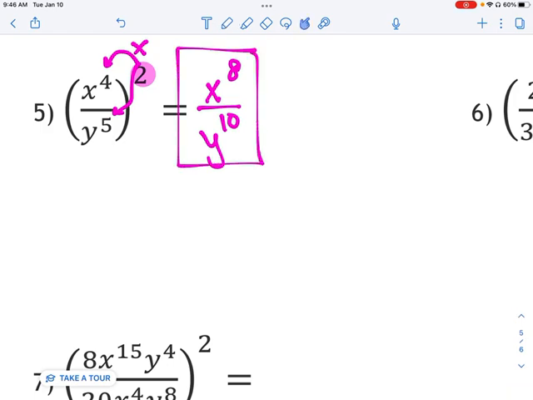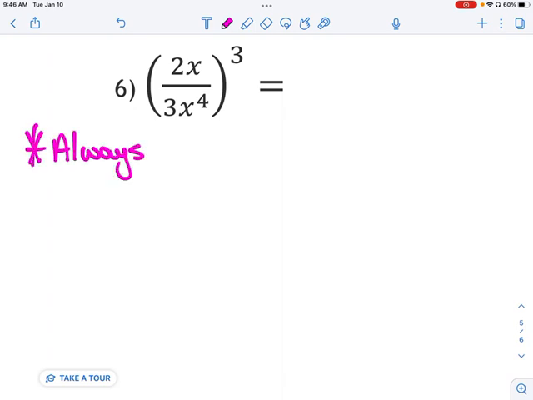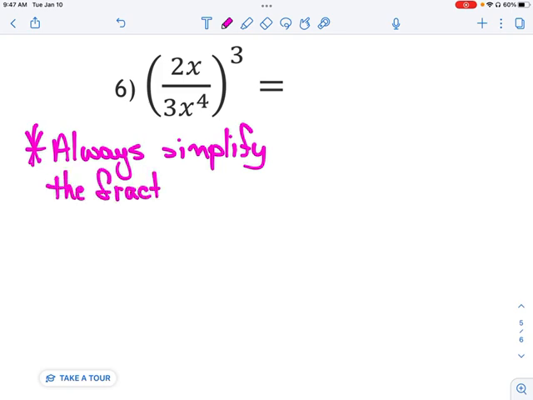Now, when we look at number 6, there is something we should do first. So here's a little note. Always simplify the fraction first, okay? So always simplify the fraction first if possible before we raise it to the exponent.